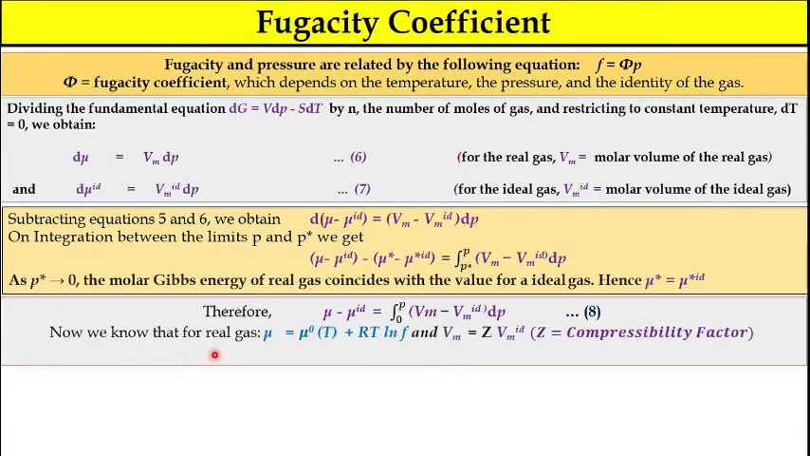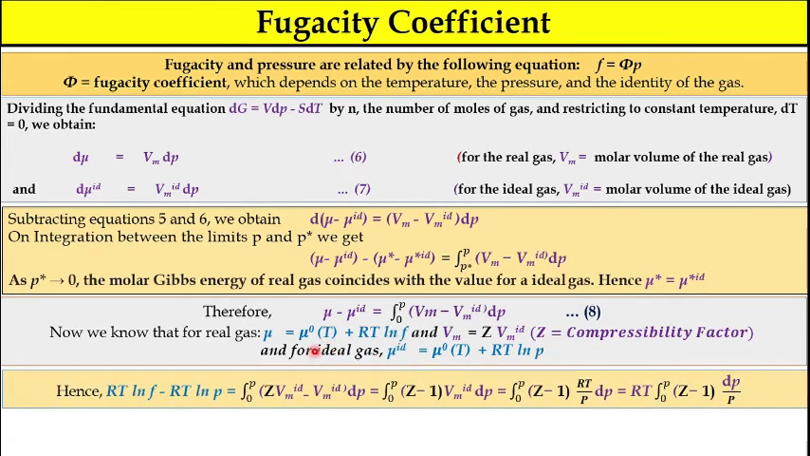Now we know that for real gas, mu is equal to mu 0 T plus RT ln f, f means fugacity, and you know that Vm is equal to Z into Vm id. So this is the relationship between the molar volume of real gas and molar volume of ideal gas. Z is the compressibility factor. And you also know that for ideal gas, chemical potential mu id is equal to mu 0 T plus RT ln P. So put the value of mu and mu id in this equation: mu 0 T plus RT ln f minus mu 0 T plus RT ln P.